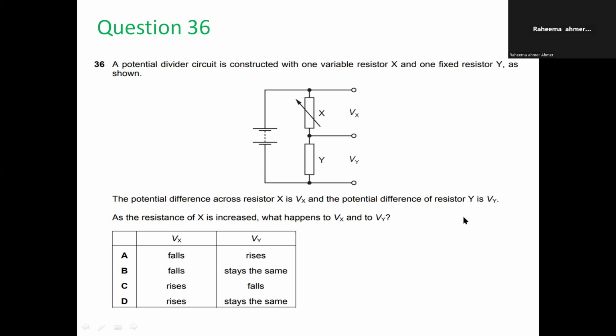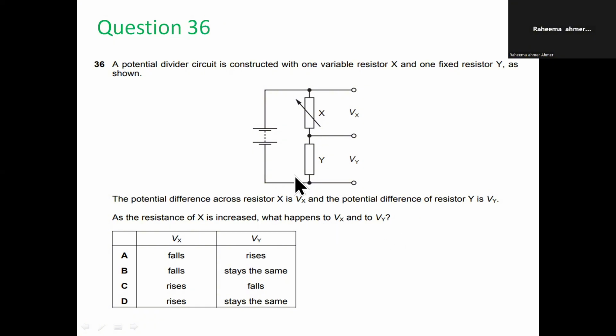A potential divider circuit is constructed with one variable resistor X and one fixed resistor Y as shown. The potential difference across resistor X is Vx and the potential difference across resistor Y is Vy. As the resistance of X is increased, what will happen to Vx and Vy?